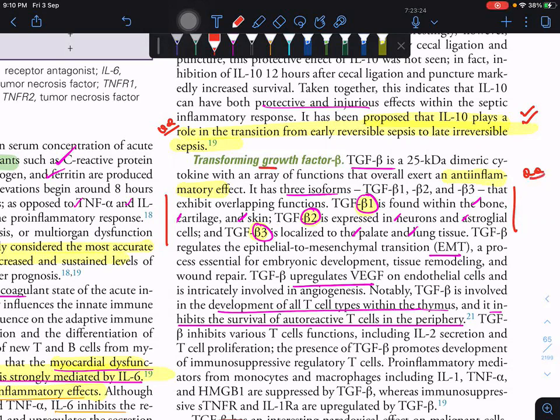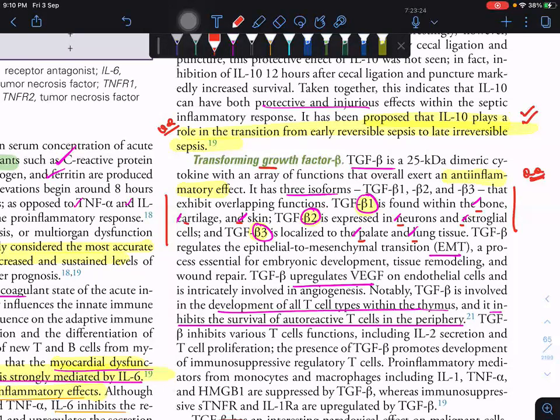This can be asked as an MCQ: where is beta 1 present, where is beta 2, where is beta 3? Beta 2 will be present in bone, cartilage, and skin. Beta 1 and beta 2 are present in neurons and astroglial cells, and beta 3 is located in the palate and lung tissue.